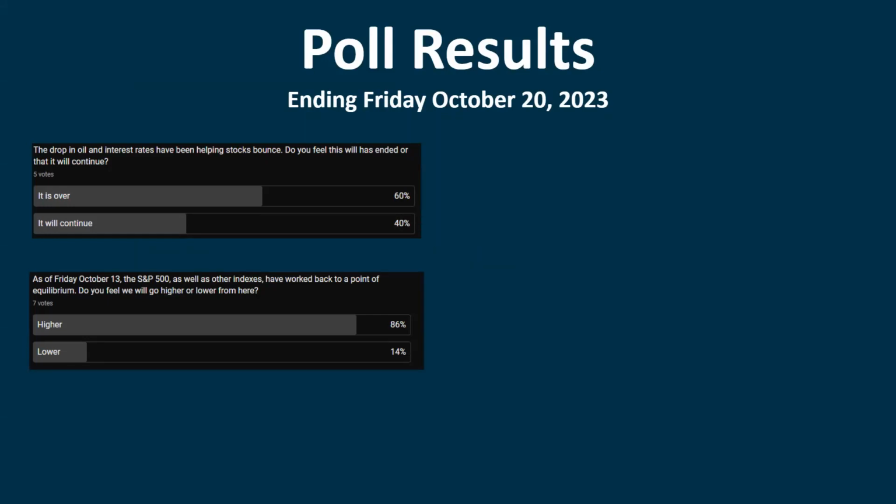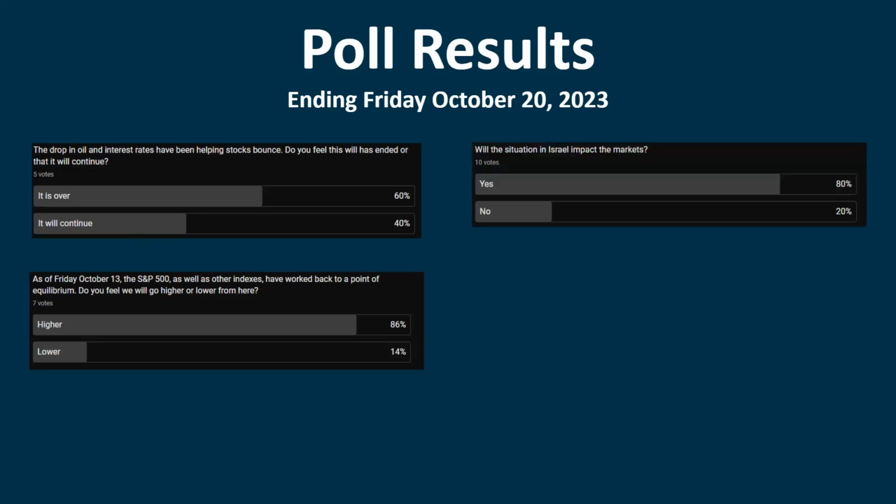Do you feel that we'll go higher or lower from here? Higher. 86% thought that we're going to go up from that point a week ago. We actually went down, and that's what 14% said. And will the situation in Israel impact the markets? 80% said yes. 20% said no.